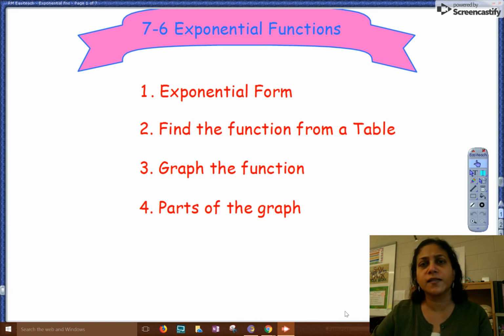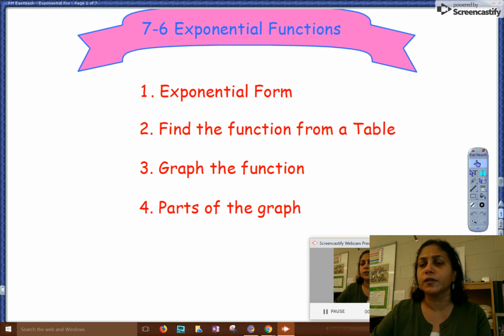Hi guys, today's lesson is about exponential functions. So far, you know how to do linear functions, and actually, that is it. So, we're going to learn what exponential functions look like.